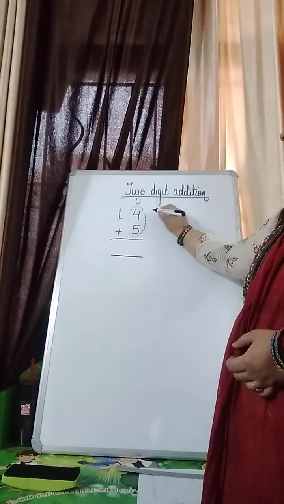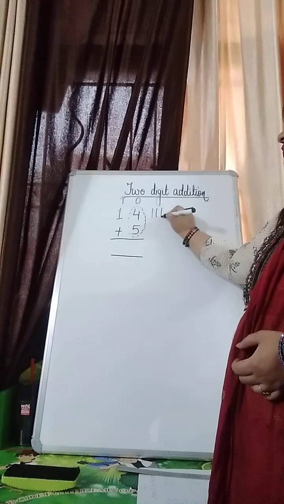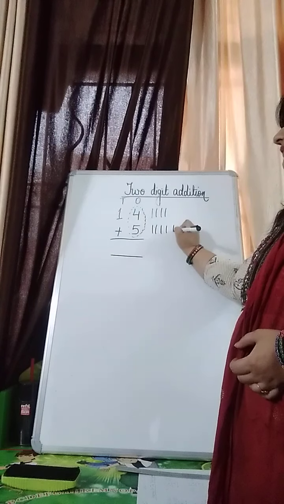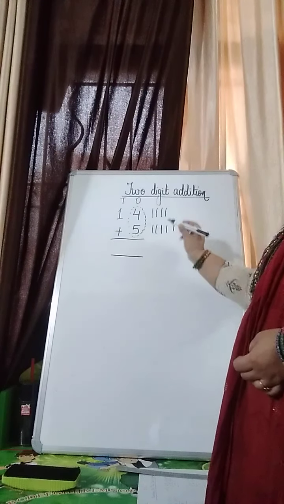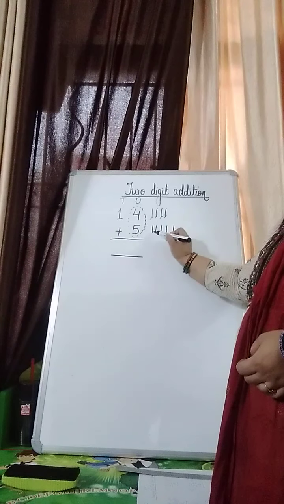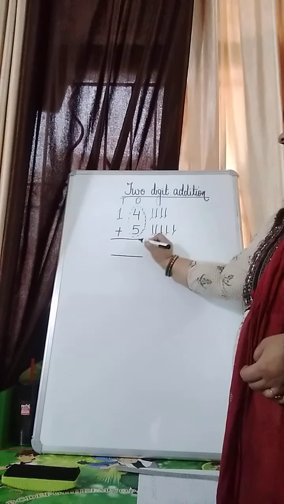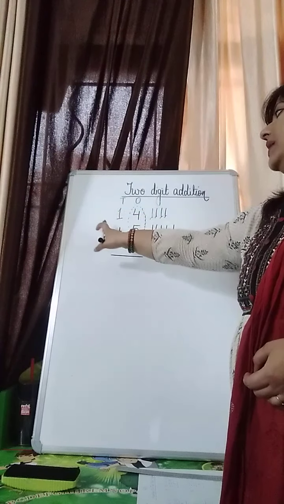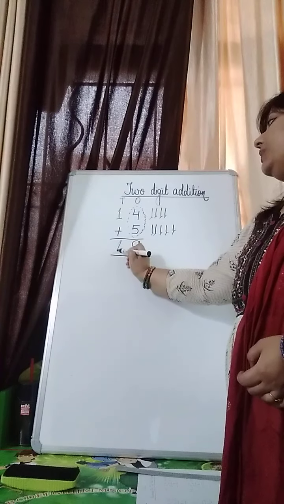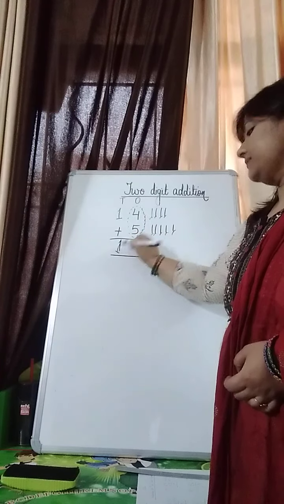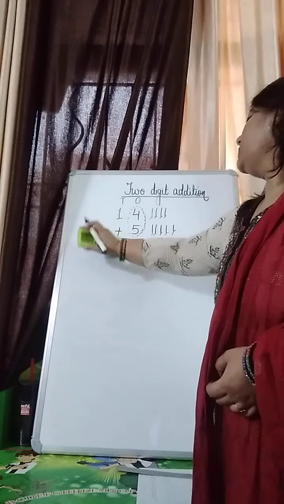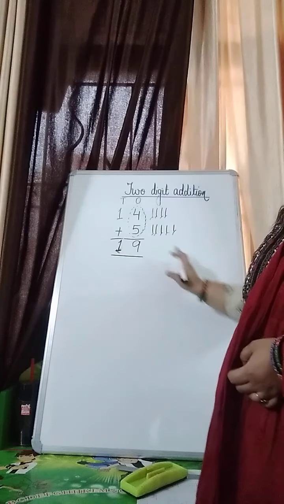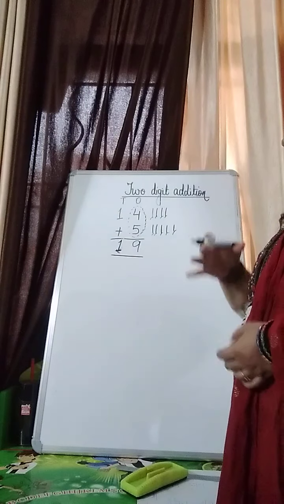How are we going to add 4 and 5? Simple, you make 4 lines, 1, 2, 3, 4, and 5 lines, 1, 2, 3, 4, 5. Then you add it, count it, 1, 2, 3, 4, 5, 6, 7, 8, 9. You get 9 over here. And you see that below 1 there is no number. You just put 1 over here and it becomes 19. The answer is 19.